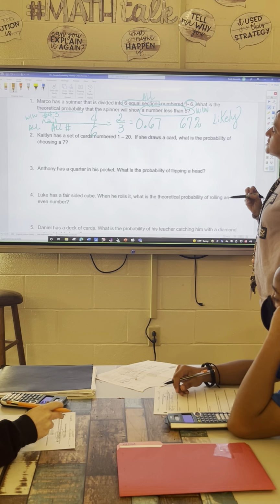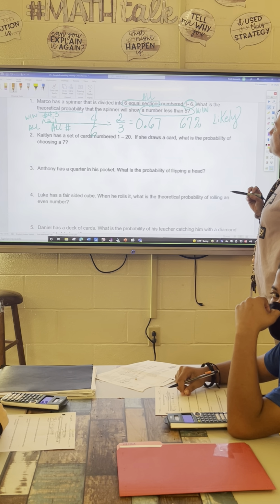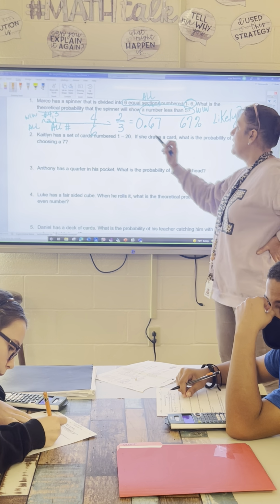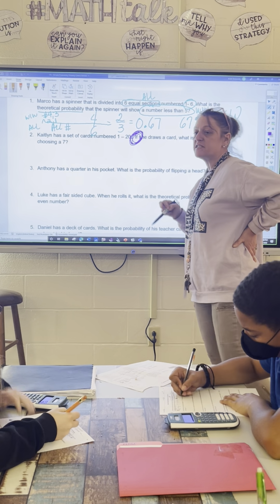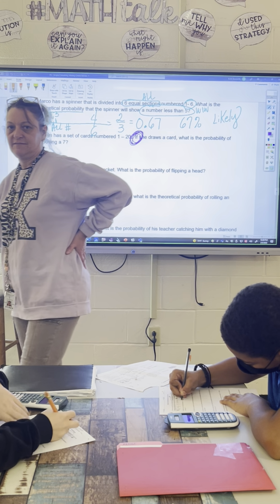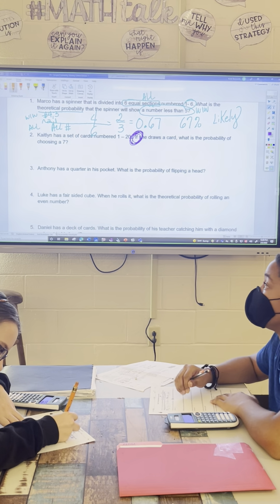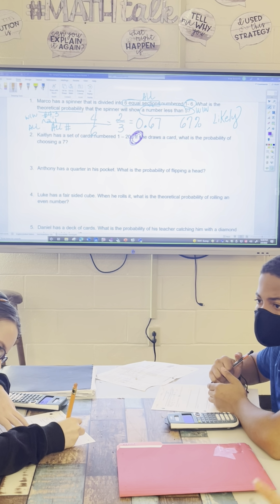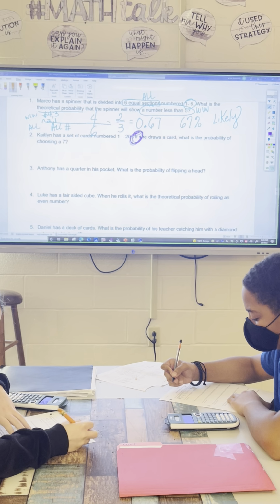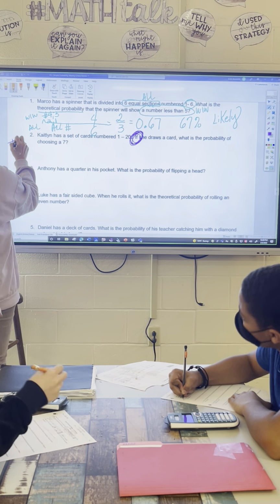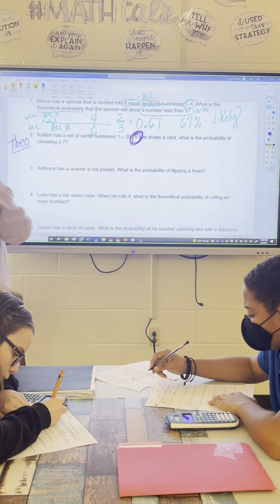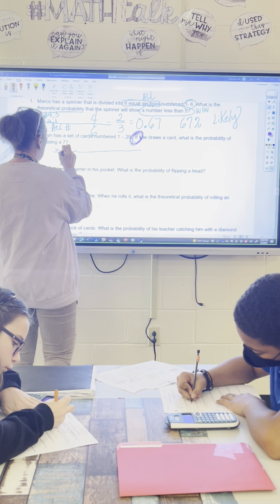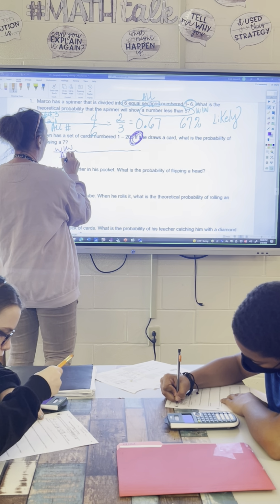Caitlin has a set of cards numbered 1 to 20. If she draws a card, what is the probability of choosing a 7? If she draws a card, does that mean she's already done it? No. It means she's going to do it, right? So what are we looking at? Theoretical. We have theoretical probability right here. I want you to write theoretical right there. Theoretical probability is what I want over all I got.